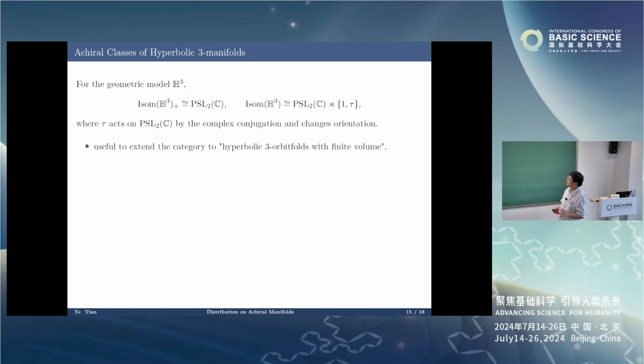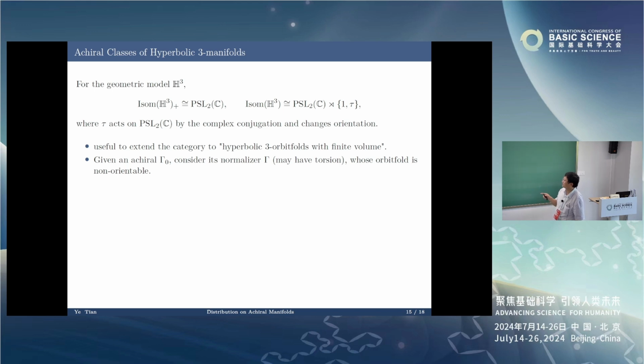And it is useful to extend the whole category to orbifolds, so, with finite volume. So this is hyperbolic geometry. It's very useful to think about enlarging your category.